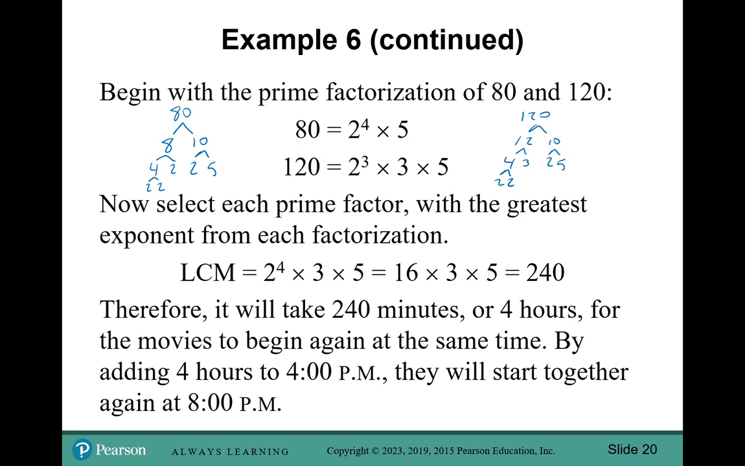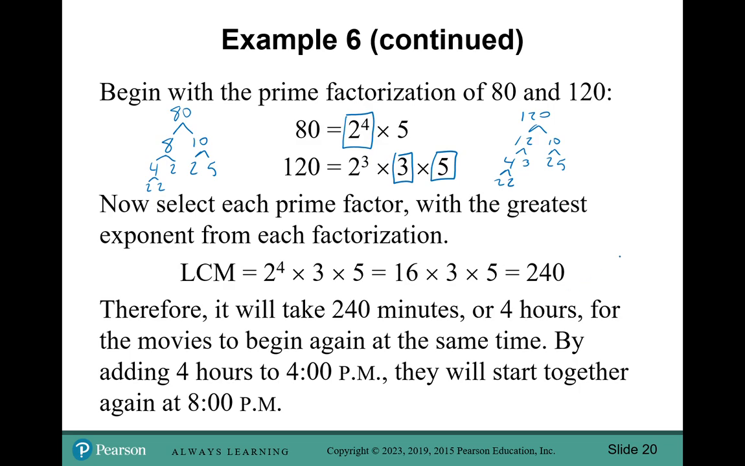Now we need to select each prime factor with the greatest exponent from each factorization. So we are going to select the 2 to the 4th, because that is the highest exponent. We are going to select the 3, and we're also going to select the 5. Doesn't matter which one, because they're both to the same exponent. And this is our LCM: 2 to the 4th times 3 times 5. So that is 16 times 3 times 5, which is 240. Therefore, it will take 240 minutes or 4 hours for the movies to begin again at the same time.